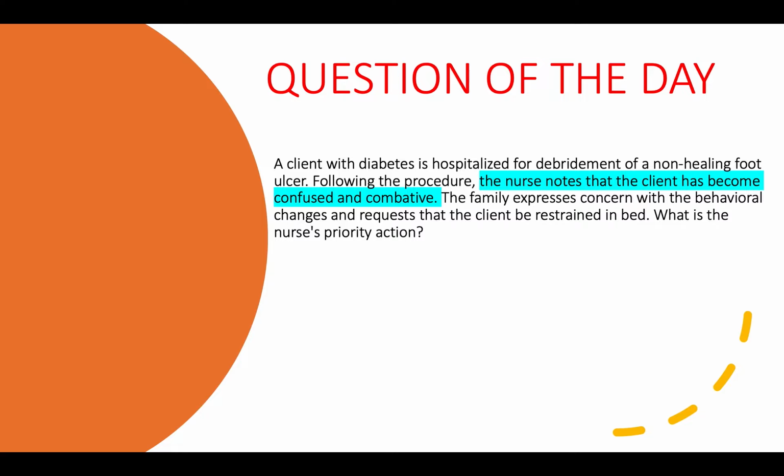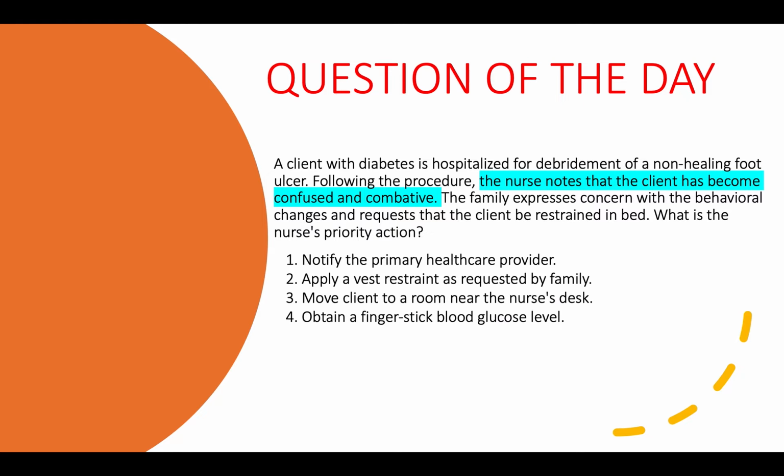So when I first read this question, I highlight what stands out. What stands out to me is that this patient has diabetes, they just had a procedure done, and now the nurse has recognized that the client is confused and combative. So what will be the answer for this? What do you need to do with this patient? What should immediately come to your mind is that this patient needs to be assessed. Something is wrong with this patient and we need to find out why.